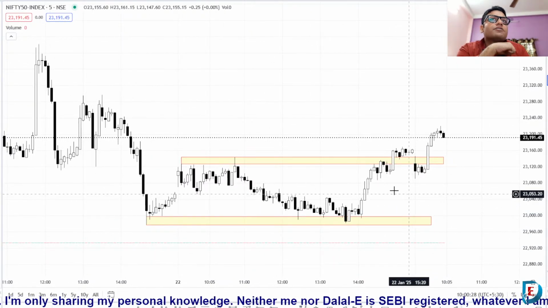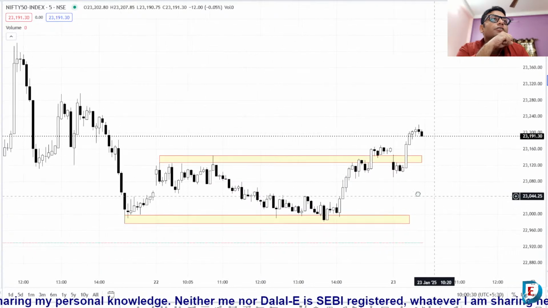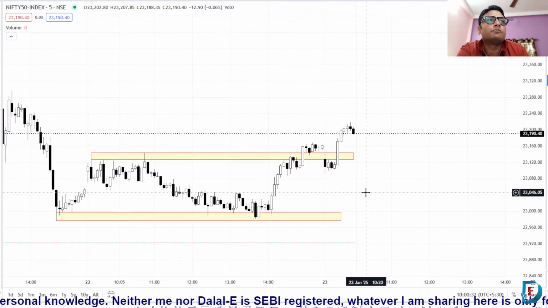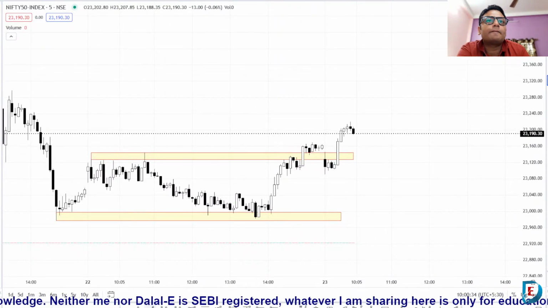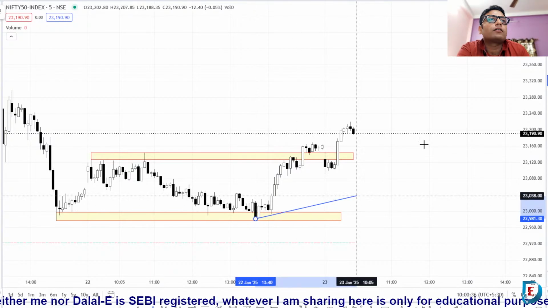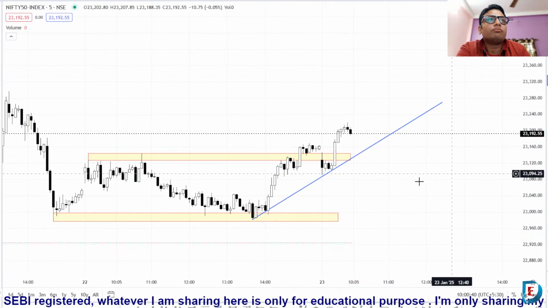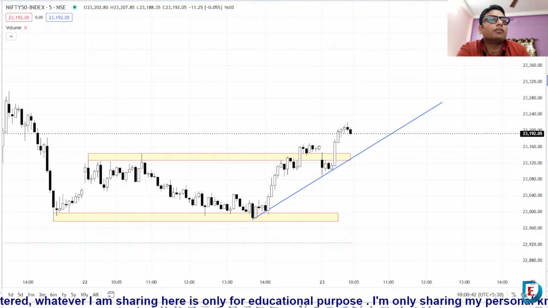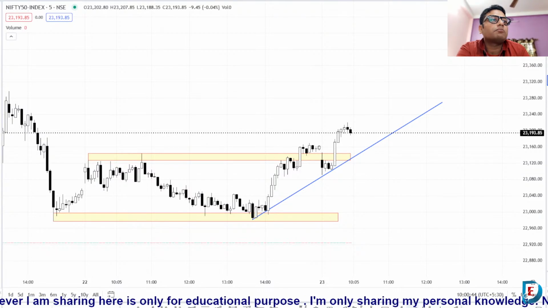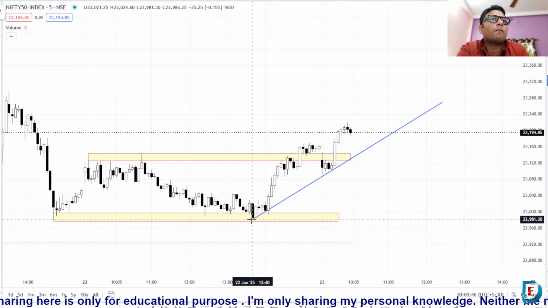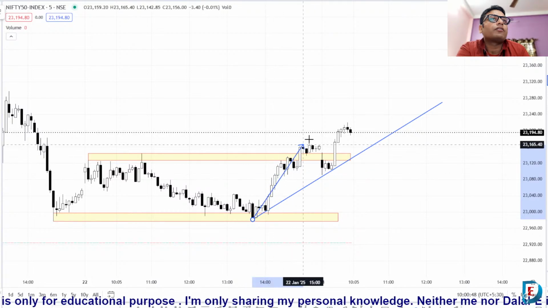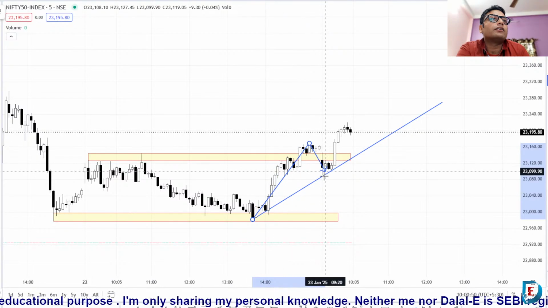Whatever price is trying to do, it will always try to give you pullbacks in both ways. It will follow this trend line right now. It will act like this.